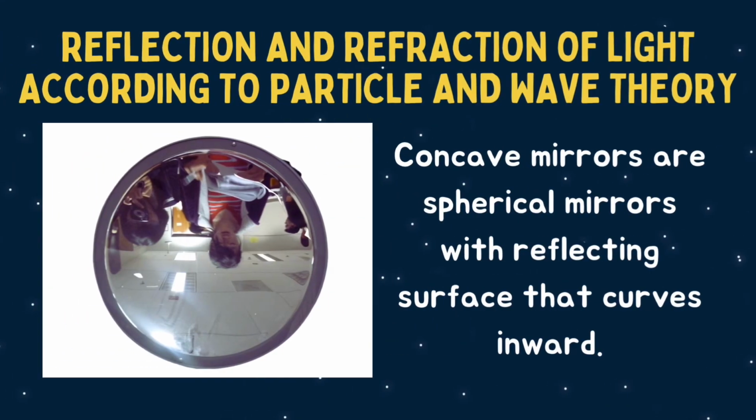Concave mirrors are spherical mirrors with a reflecting surface that curves inward, away from the incident light. Concave mirrors reflect light inward to one focal point. They are used to converge light. Unlike convex mirrors, concave mirrors show different image types depending on the distance between the object and the mirror.